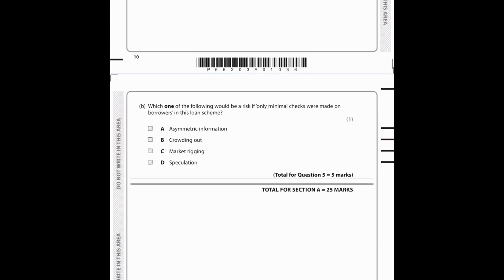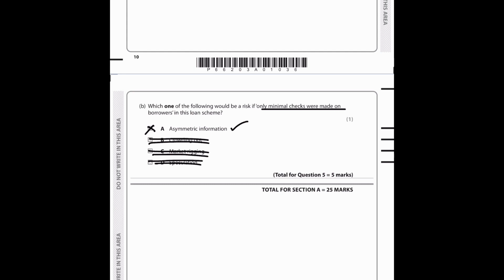And finally, which one of the following would be a risk if only minimal checks are made on borrowers in this loan scheme? Ooh, this is a good question. Okay, so asymmetric information is possible because if you do minimal checks, you don't have all the information available on the people who you're loaning to. Crowding out is not correct. Market rigging. No, there's no suggestion of market rigging taking place. And speculation is also incorrect. Speculation about assets. So asymmetric information is the most likely, purely because if you make minimal checks, you don't know the full information about the person who you're lending to.